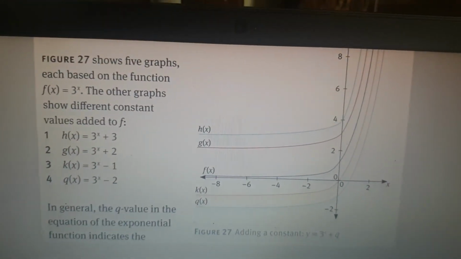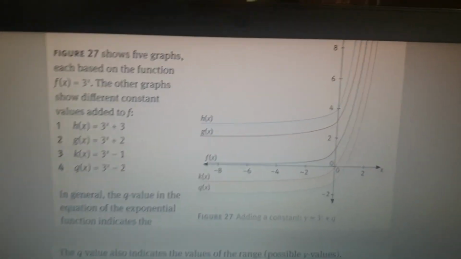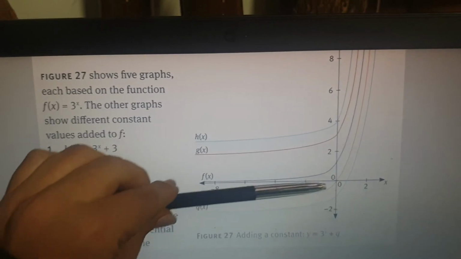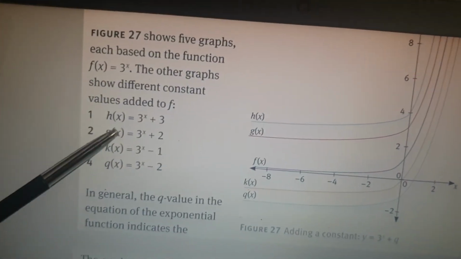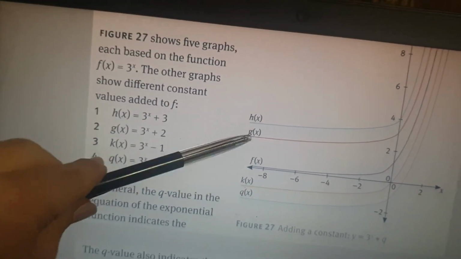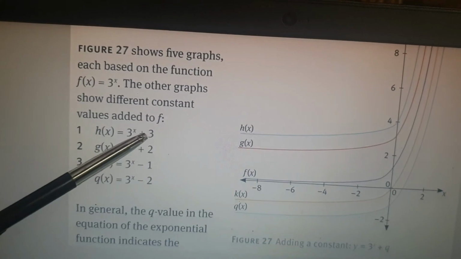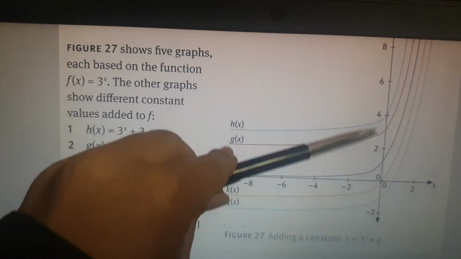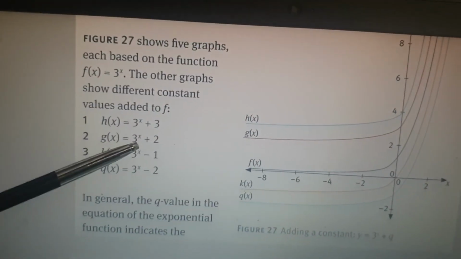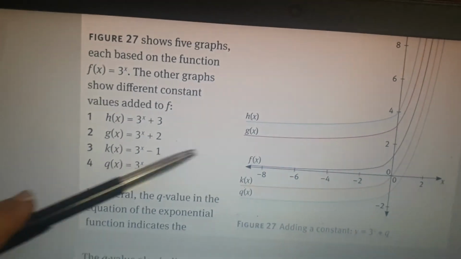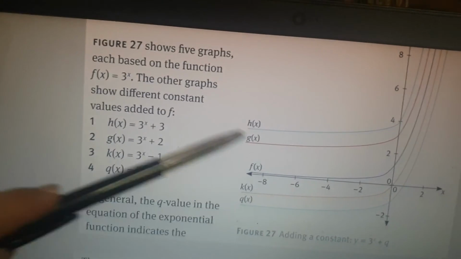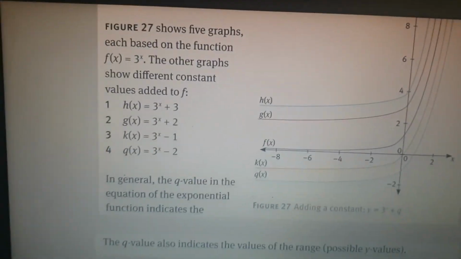Okay, and here we're having a look at the influence of q. As with all the other ones, it moves the graph up or down, okay? So this would be the function for the first one, the blue one. 3 to the power of x plus 3, which means it moved up 3. 3 to the power of x plus 2 moved up 2. Minus 1, minus 2. They went below the line. So this is the influence of q.